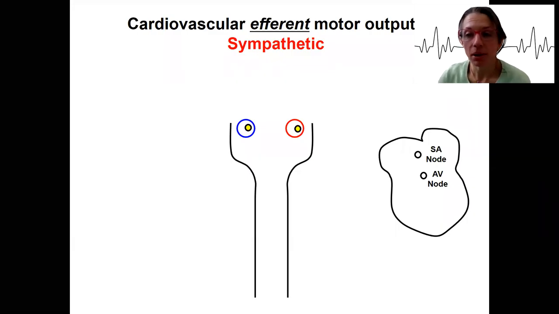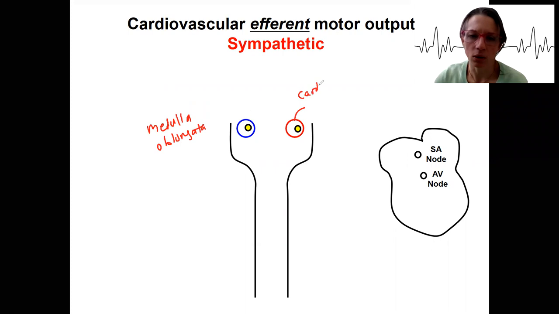Sympathetic innervation. Some things here are going to look similar, so hopefully that's helpful. What is this bulgy thing here? This is our medulla oblongata. You know what this is already, the cardioinhibitory center. What do you think this one is?